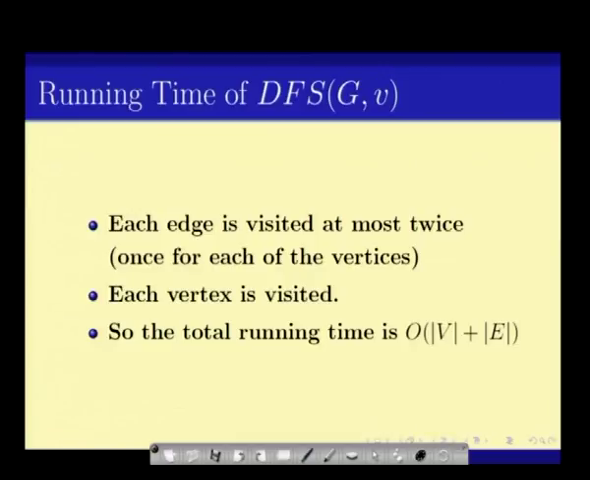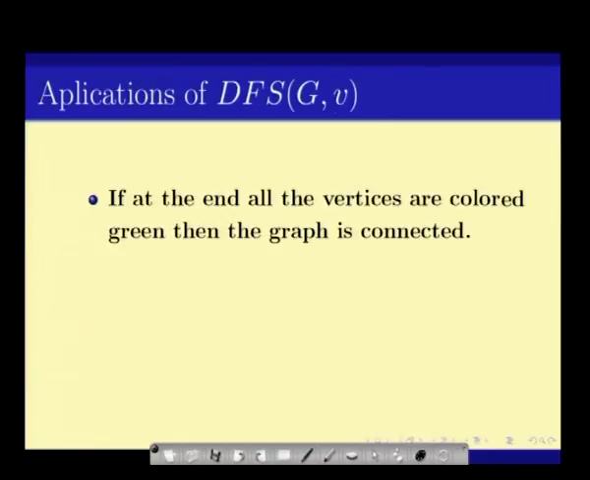So, what are the applications of this DFS? At the end of the DFS, all the vertices are colored green. If a vertex is not colored green, that means that I have not reached that vertex, or there was no path to reach that vertex from my v. So, if all the vertices are colored green, that would imply that the graph is connected. This is a very easy way of checking for the connectedness of a graph.